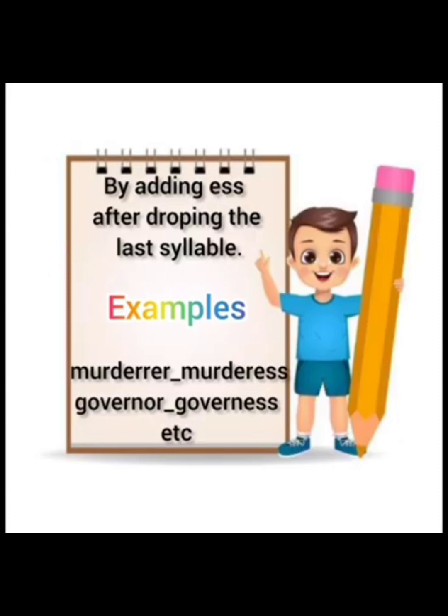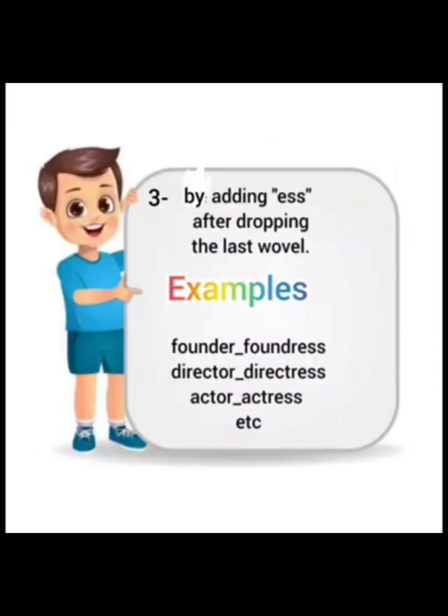By adding ESS after dropping the last syllable. Murderer, the last syllable is dropped, murderess. Governor, governess. By adding ESS after dropping the last vowel. Founder, the last vowel is E, foundress. Director, directress. Actor, actress.